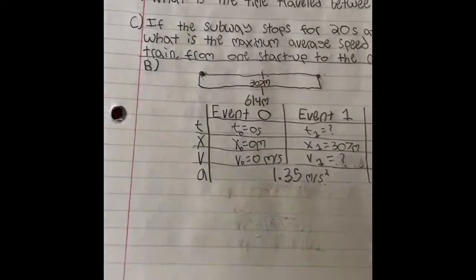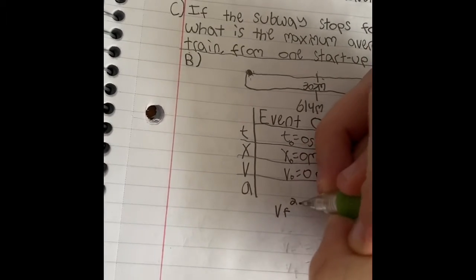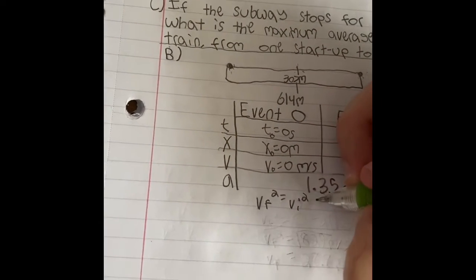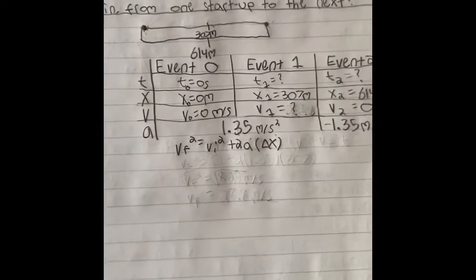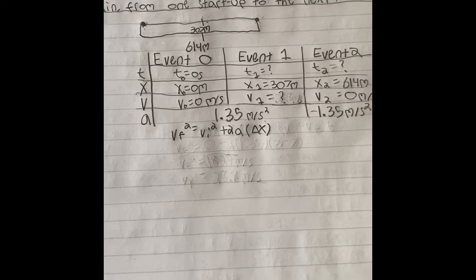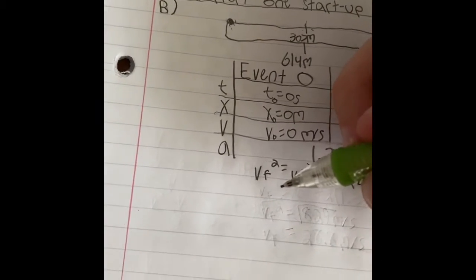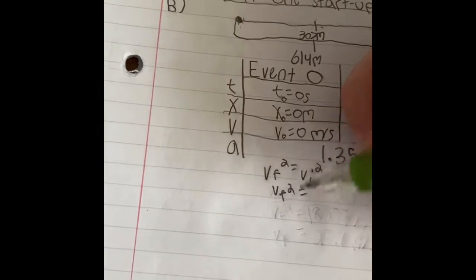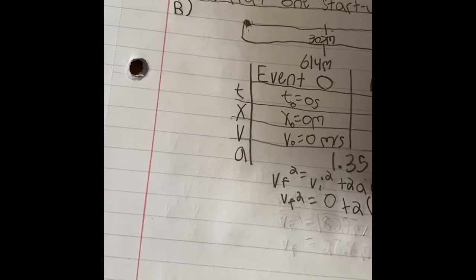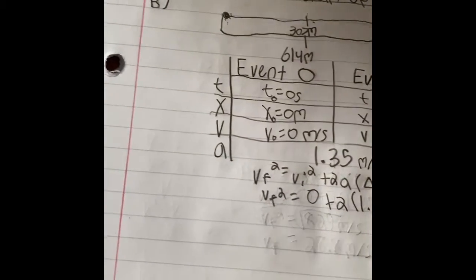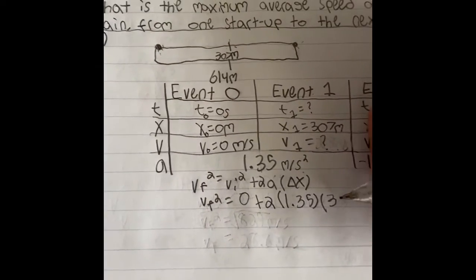Now, in order to solve for V1, we want to use the formula Vf squared equals Vi squared plus 2 times the acceleration times the change in x, because we're given the values of the initial velocity, the acceleration, and the change in x. And this is for event 0 to event 1. So Vf squared is equal to initial velocity squared, which is 0, plus 2 times 1.35 times the change in distance. It's going from 0 to 307, so it's 307 meters.